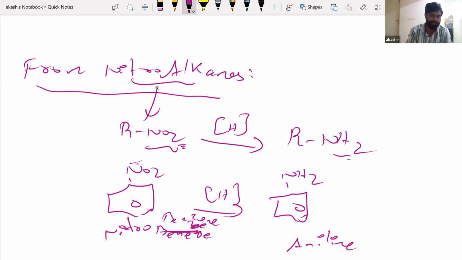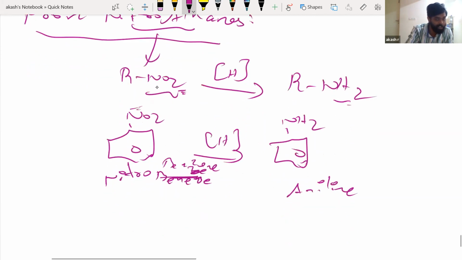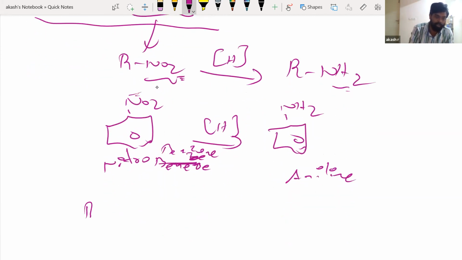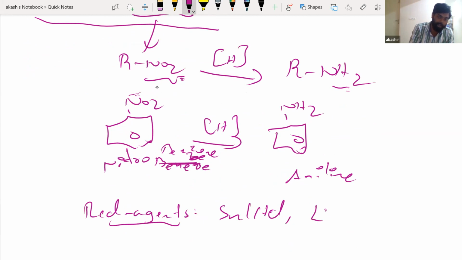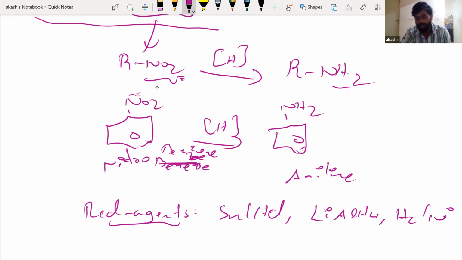Very, very simple. Now again, what are the reducing agents you can use? Same as in the case of reduction of amides, you can use Sn/HCl, or you can go for LiAlH4, or you can go for H2/nickel. All of these are the common reducing agents you can use for this conversion, nitroalkanes to amines, primary amines. Again, only primary amines can be formed.